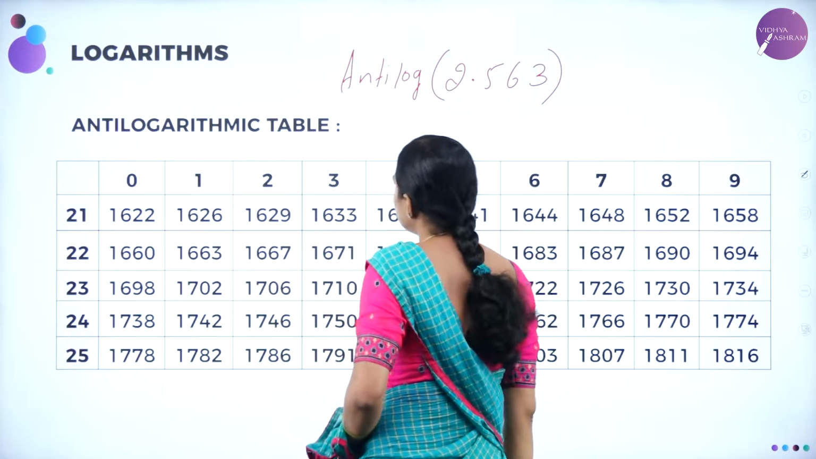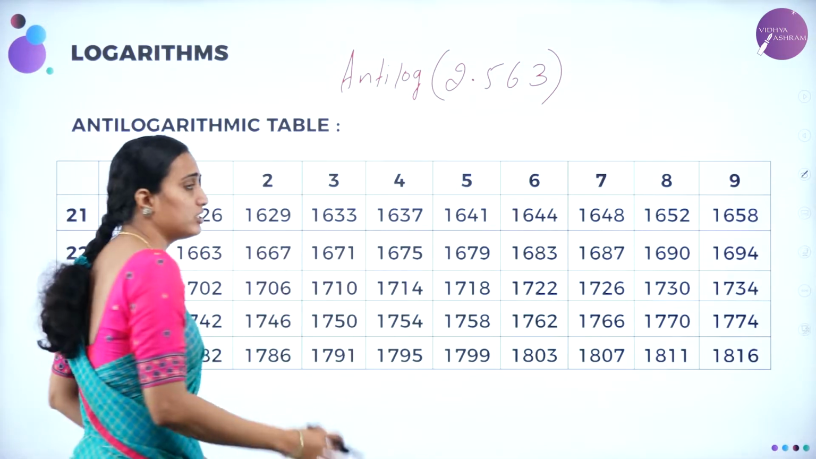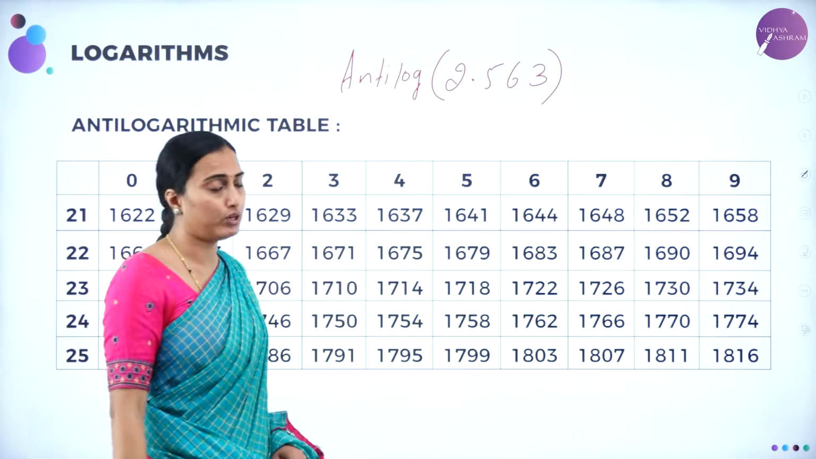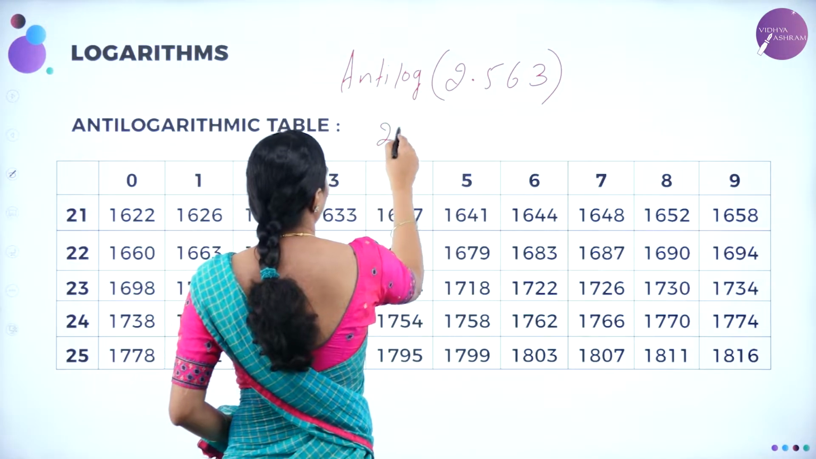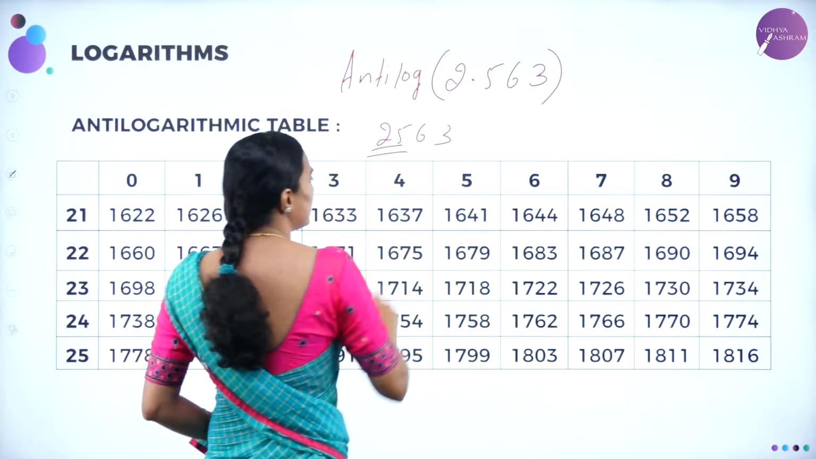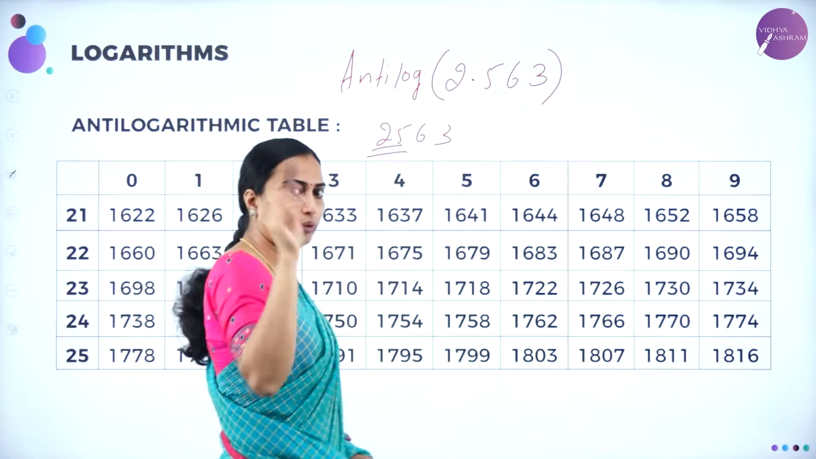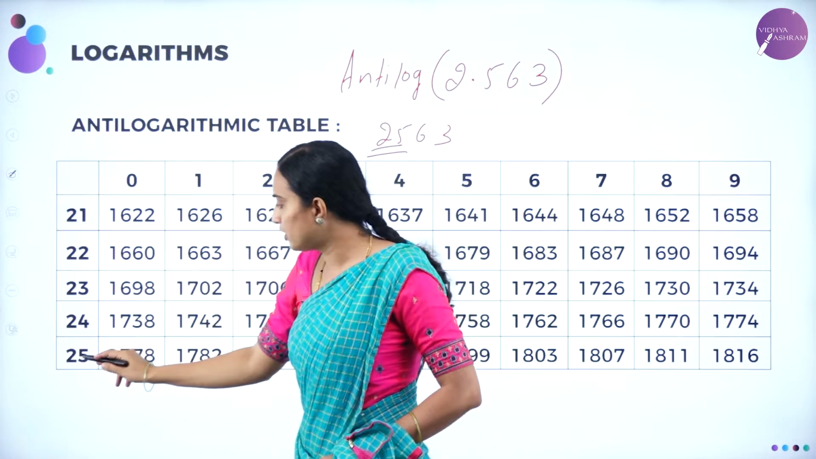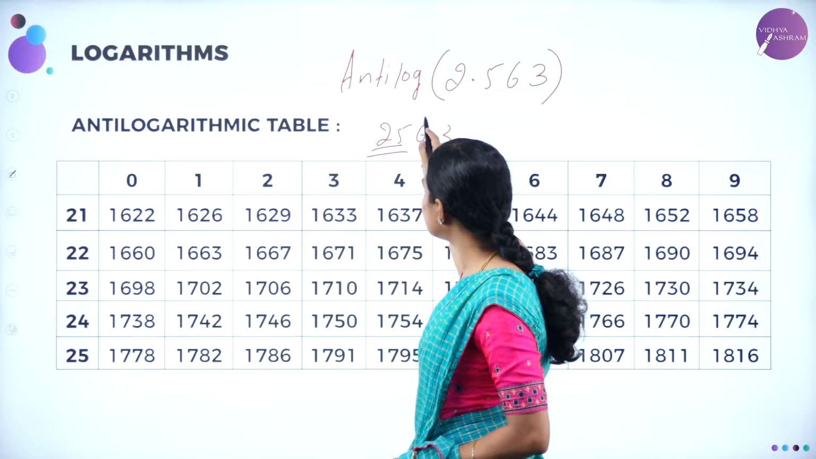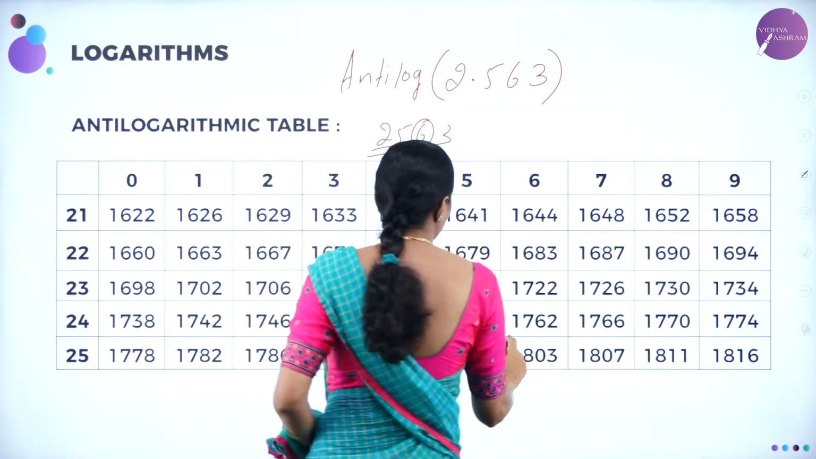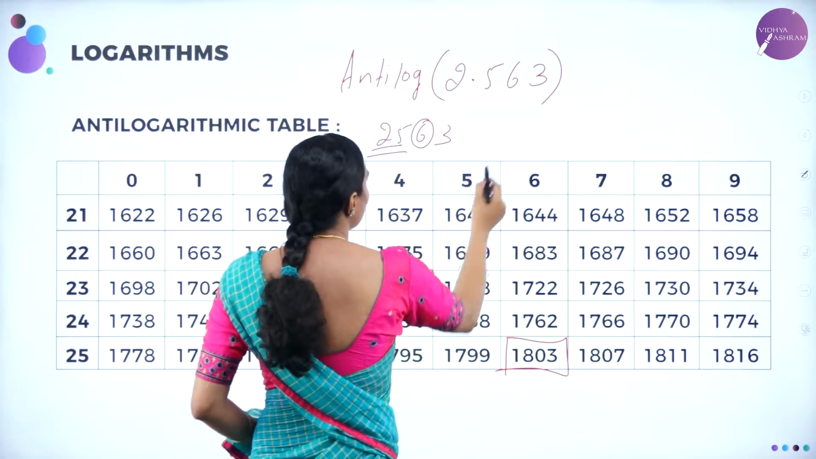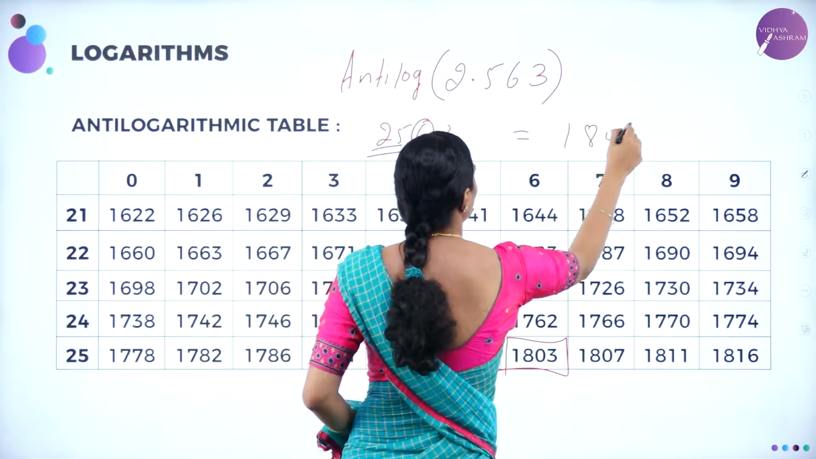2.563. So here, if you are going to find out, first you are going to consider it without the decimal point. What is it without the decimal point? 2563. 2563 means you are going to take 25 as the 25th row, and this is the 6th column. So the 25th row, 6th column is 1803. So you are going to have it as 1803, correct?